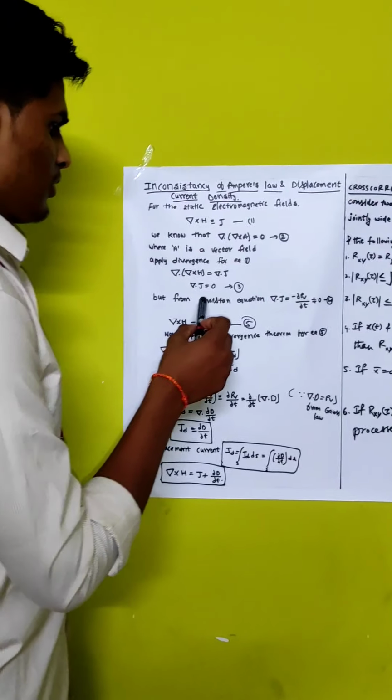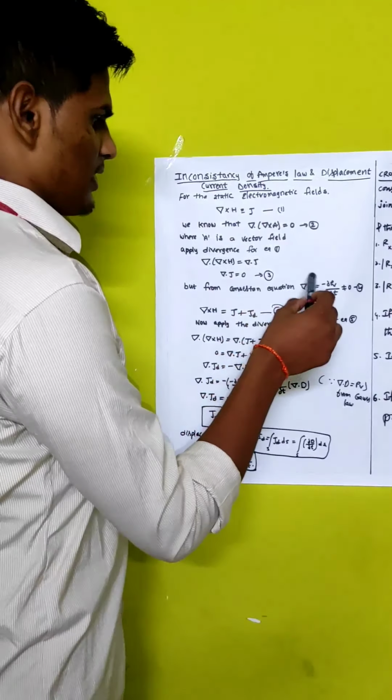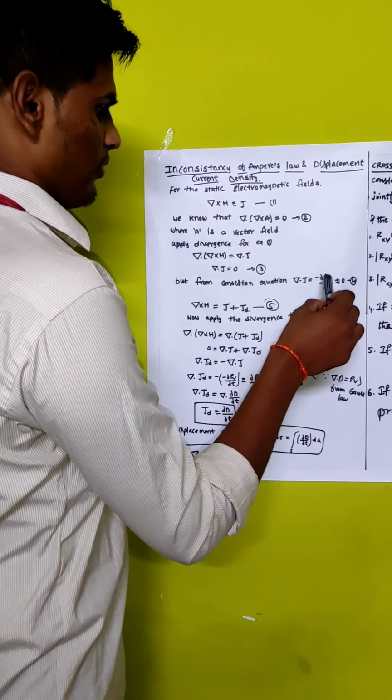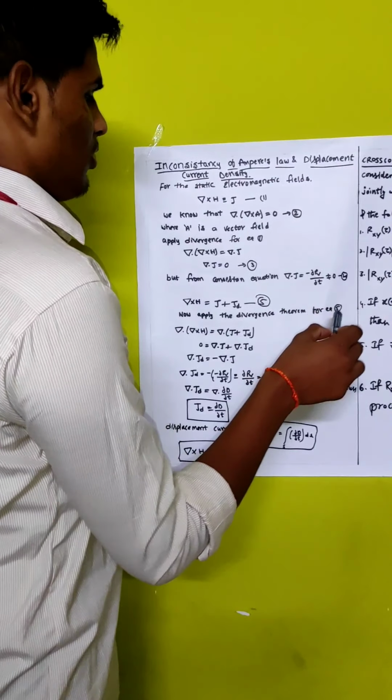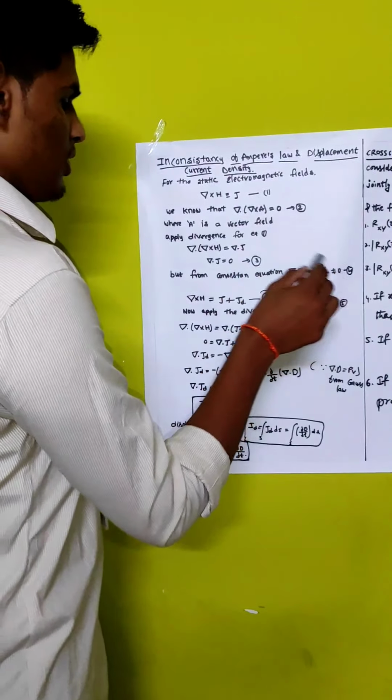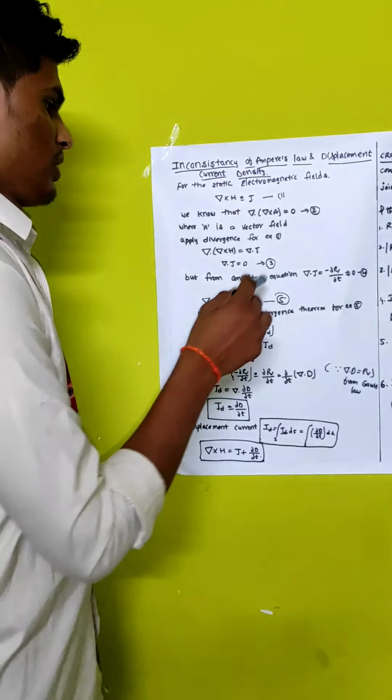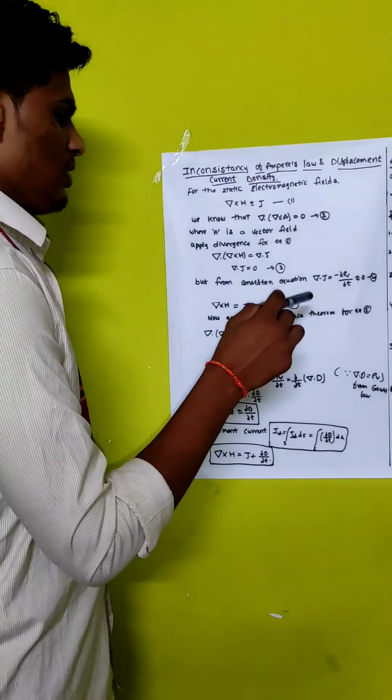But from the continuity equation, del dot J is equal to minus dou rho V by dou t, which is not equal to 0, equation 4. Equations 3 and 4 are not compatible, so these two equations are inconsistent.